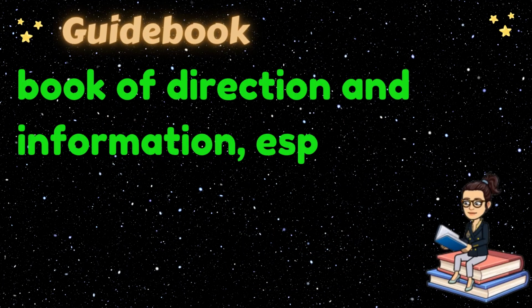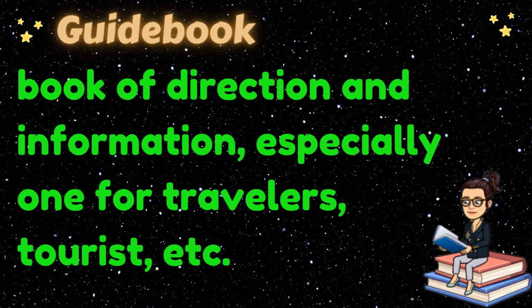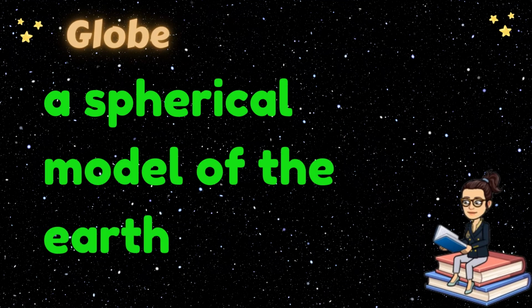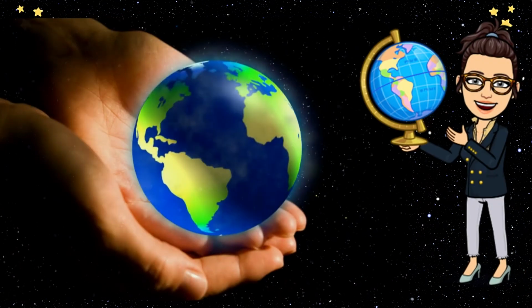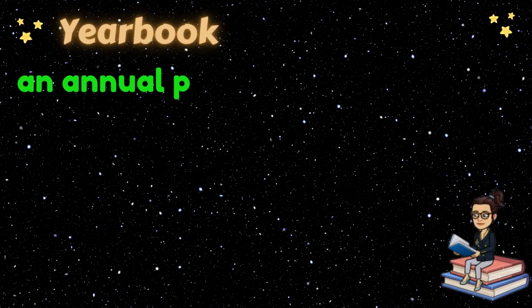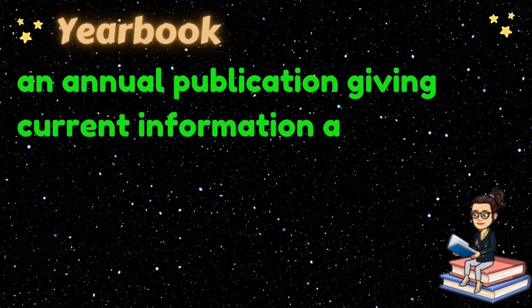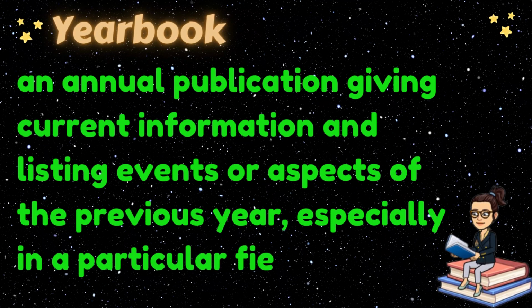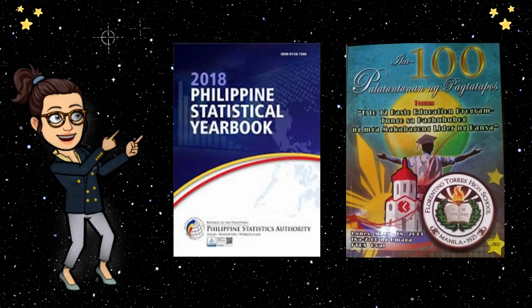A guidebook is a book of direction and information, especially one for travelers, tourists, and others. These are examples of guidebooks of different places. The globe is also one of the biographical references. It is a spherical model of the Earth. The yearbook is a biographical reference too. It is an annual publication giving current information and listing events or aspects of the previous year, especially in a particular field. These are examples of a yearbook.